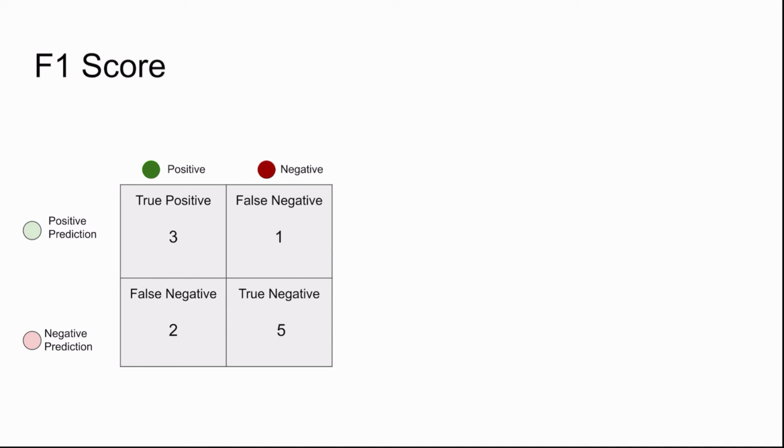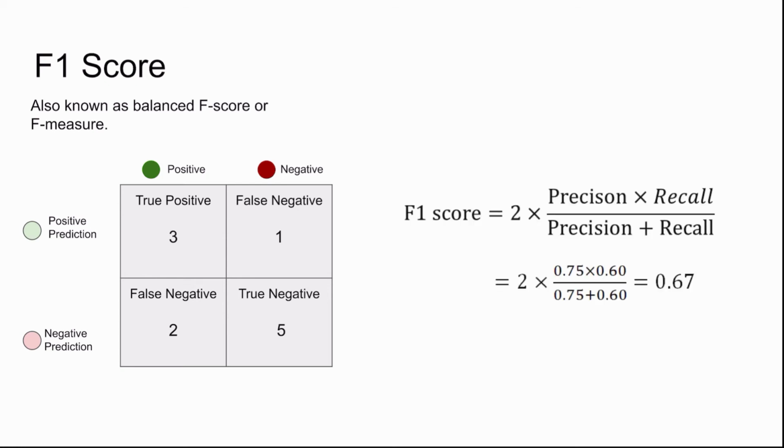We also have the F1 score that tries to combine both precision and recall into a single metric, and is calculated by the following formula: 2 times precision times recall divided by precision plus recall, which in this case is roughly 0.67. Here we're calculating what's called the harmonic mean of precision and recall. The F1 score is quite a popular metric for evaluating classification algorithms, as it balances both our ability to confidently predict positive points, but also our ability not to miss any positive points.